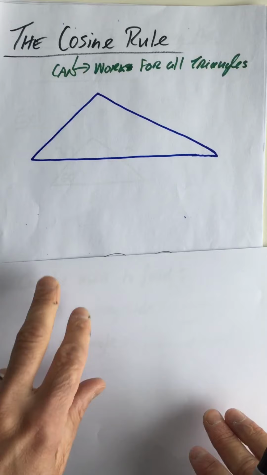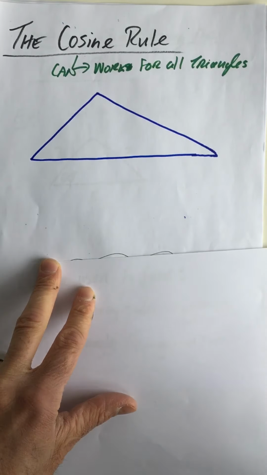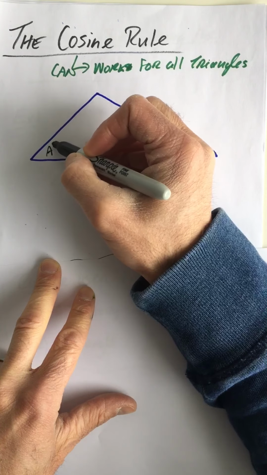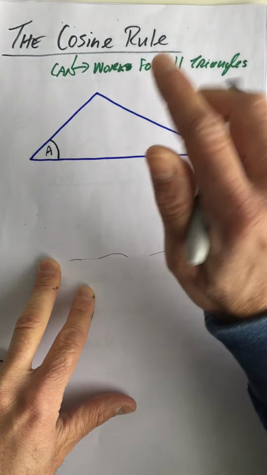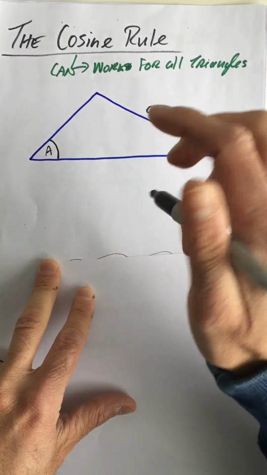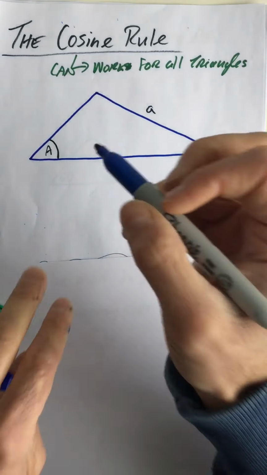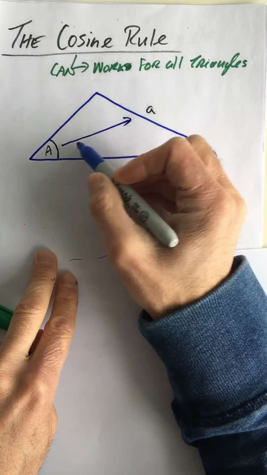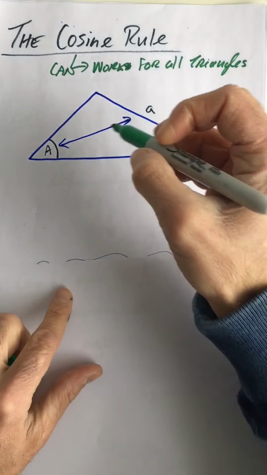Now, to introduce the cosine rule, we need to know how to label a triangle if we're going to use it. The main rule is that if this is angle A here, then the side across from it is little a. And then the other sides can be B and C. So the main thing for the cosine rule is that whatever angle you're using, the side across from it is paired with it. That's a pair. And then the other two sides are called B and C.